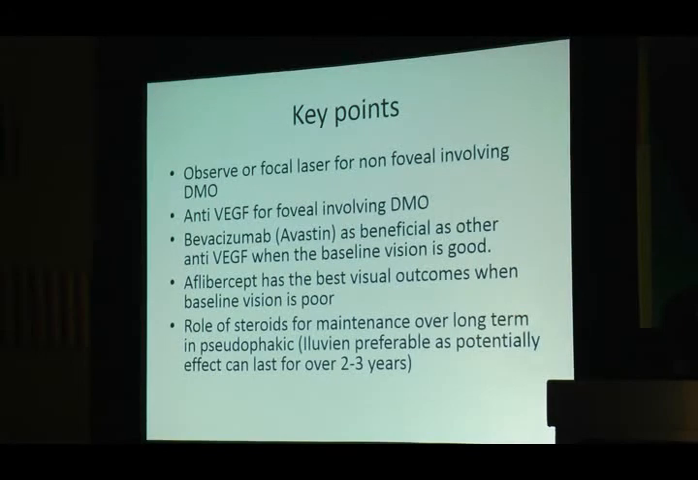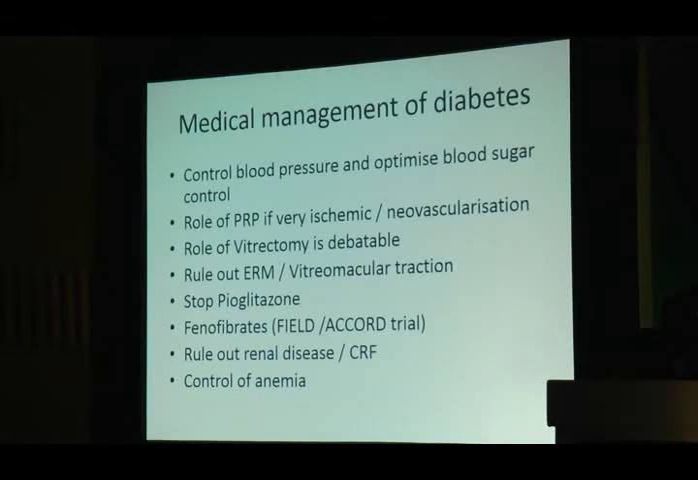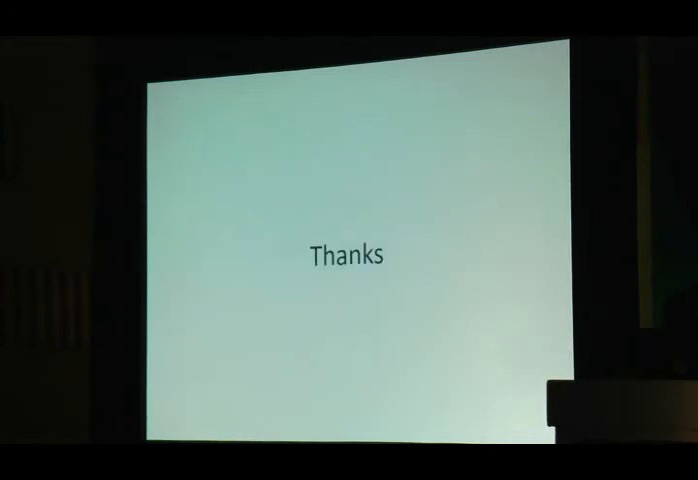In pseudophakic patients, we are more and more going towards using ILUVIEN in refractory diabetic macular edema that is not responding, or that is stabilized on anti-VEGF but needs repeated injections. I'm not sure whether it's available in India or not, but we do get reasonably good results with ILUVIEN. Apart from this, it's very important to control the blood pressure and the underlying diabetes. There is a role for PRP, as we said, targeted or peripheral if it's very ischemic. You have to rule out epiretinal membrane or vitreomacular traction, consider the role of fenofibrates in diabetic macular edema, and rule out renal disease and control anemia. Thanks once again for inviting me for this talk.